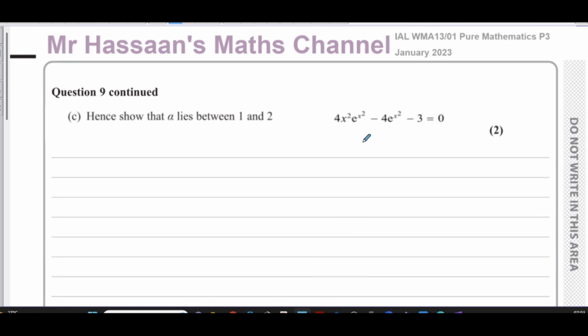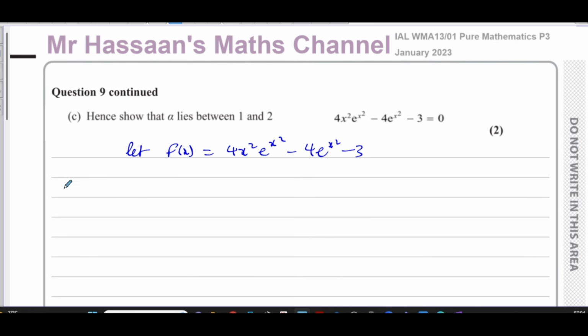This is a question about proving that the roots of an equation lie between certain values, to do with numerical methods and iteration. So here it says, hence show that alpha, which is the solution to this equation, lies between 1 and 2. When we want to show that a root lies between certain values, the first thing we do is rewrite this equation. Let's call it f of x equals 4x squared times e to the power of x squared minus 4e to the power of x squared minus 3.